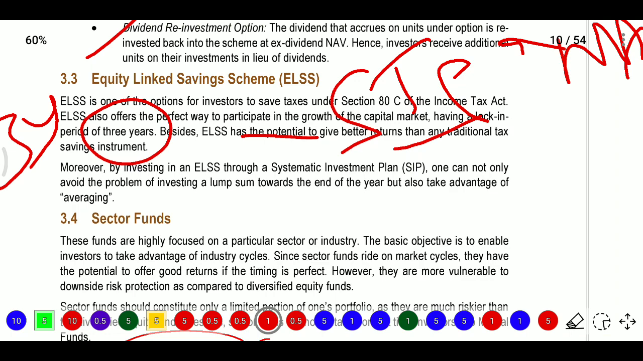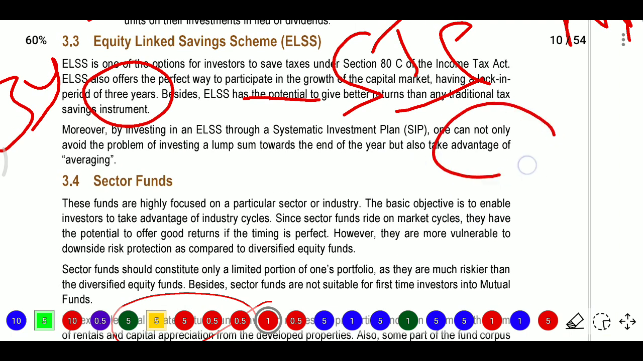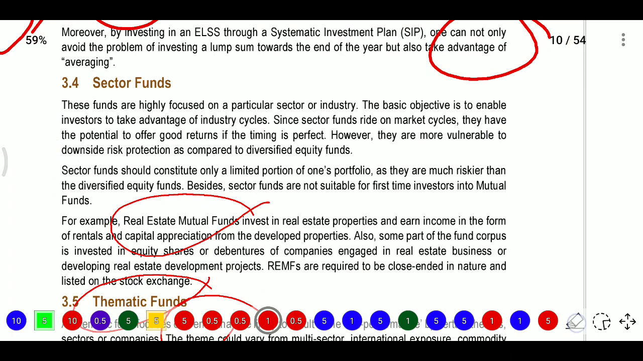Every month they will pay. One can not only avoid the problem of investing a lump sum toward the end of the year, but also take the advantage of averaging. So whenever you use this SIP, the amounts get averaged. In the first month you invest an amount, and it accumulates interest; then the second month you invest, and the first and second month amounts accumulate, so you also get that averaging benefit.